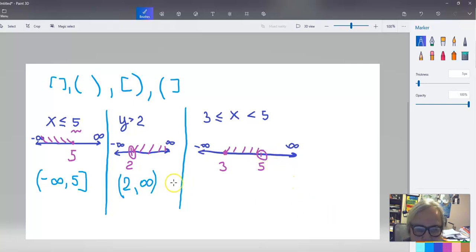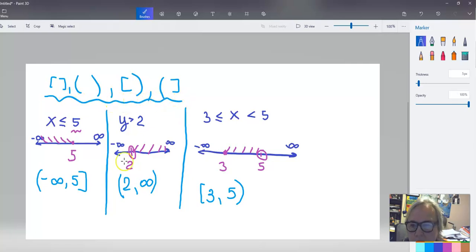How to write this interval? The same way, we start with the symbol on the left, which is 3 with a bracket. Continue, symbol on the right, 5 with parentheses. And that's basically all the different combinations of symbols that we wanted to discuss today.